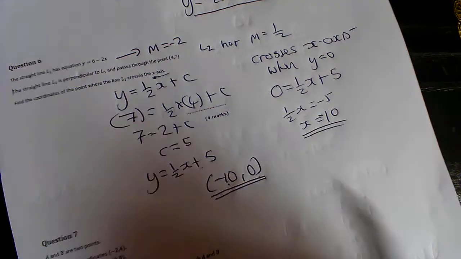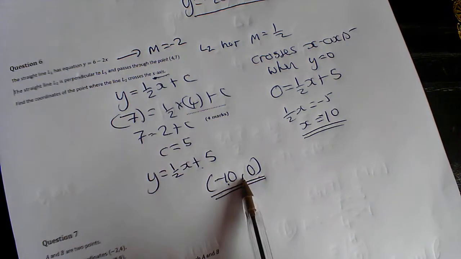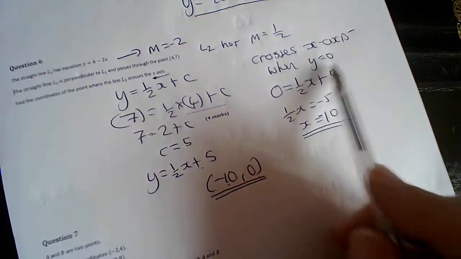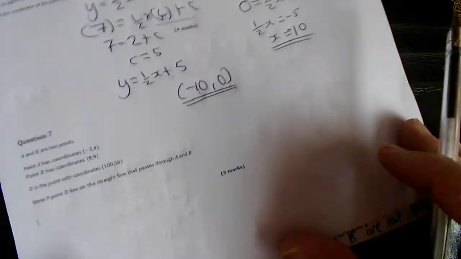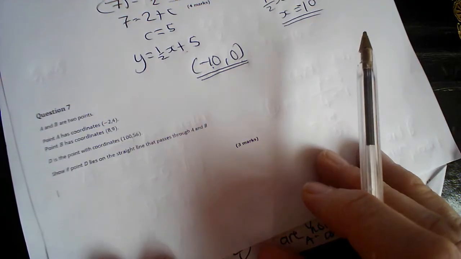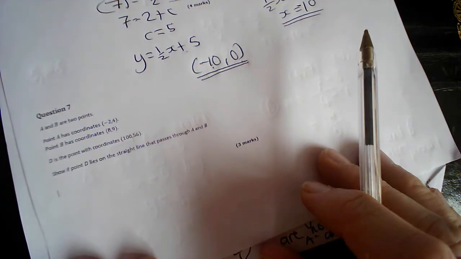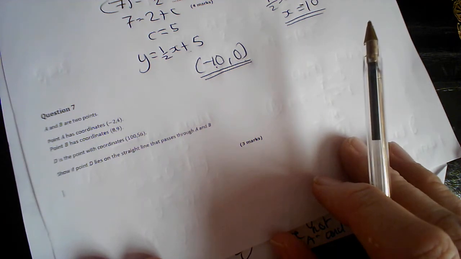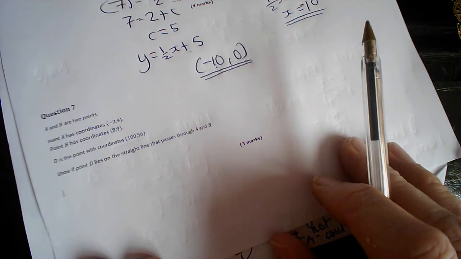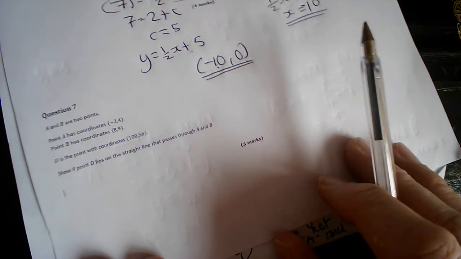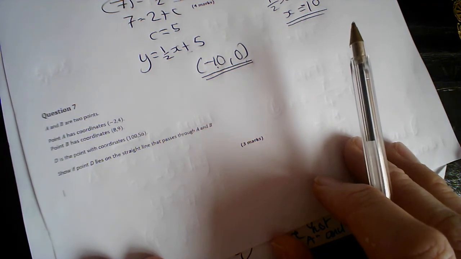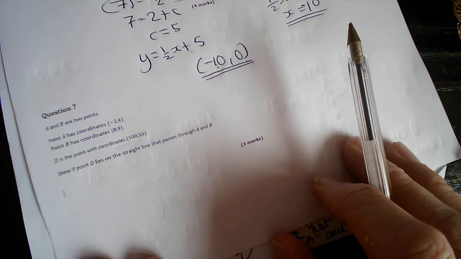Just have a look at that. Find the equation and see where it crosses the x-axis when y equals 0. Right, this final question in the test. Point A has coordinates negative 2, 4. Point B has coordinates 8, 9. D is a point with coordinates 100, 56. Show if point D lies on the straight line that passes through A and B.